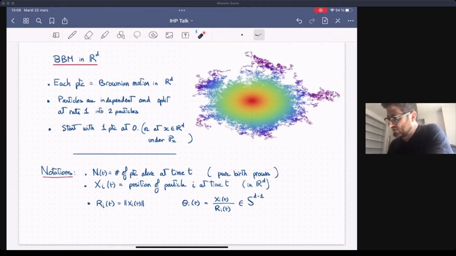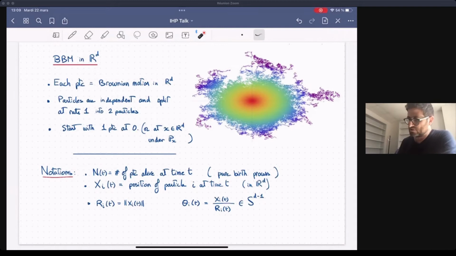And so here you have a simulation in dimension 2, where the color corresponds to the age of the particle. So the red particles are the oldest, right? As time evolves, you have this growing cloud of particles. And those purple particles here are the particles that have appeared the most recently, and which obviously are also the furthest away from the origin.